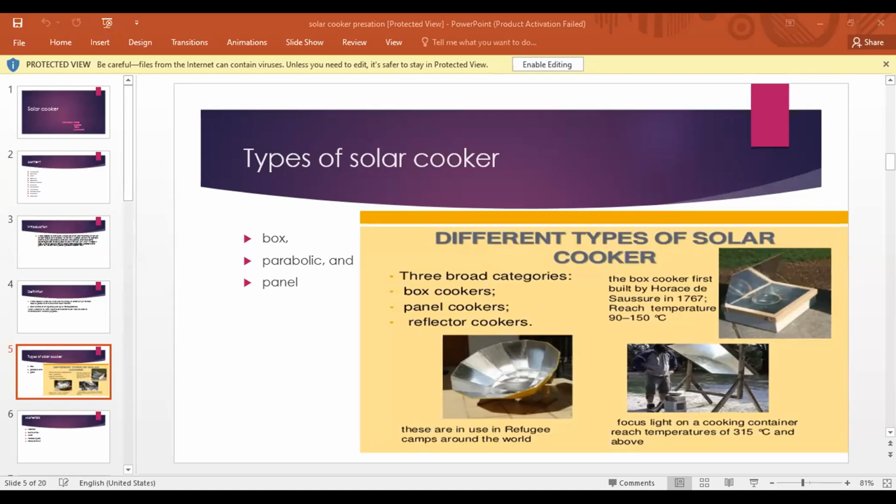This is a box solar cooker. We will not discuss it because our project is mainly based on parabolic solar cooker. This is the one we are working on. We haven't yet started the real, physical project because of lack of materials. But this is the one we are working on. This is called the solar cooker.